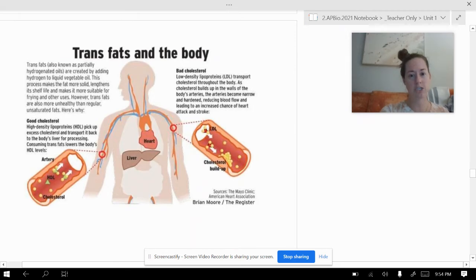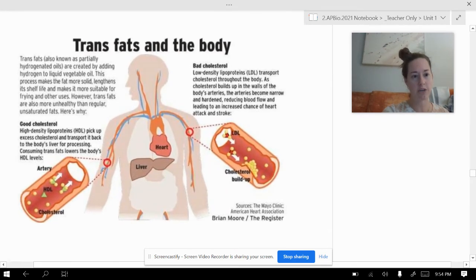All right. Last thing is just about trans fats. I have this here for you, but it's kind of what I just talked about, related to what trans fats actually do in your body. You have good cholesterols and bad cholesterols, which I'm sure you have been familiar with before, probably. Your good cholesterols are your HDLs, your high density lipoproteins, which take your cholesterol and transport it back to the liver so that it can be processed. When you eat trans fats, it lowers the body's HDL levels. So it lowers your levels of good cholesterol that you have.